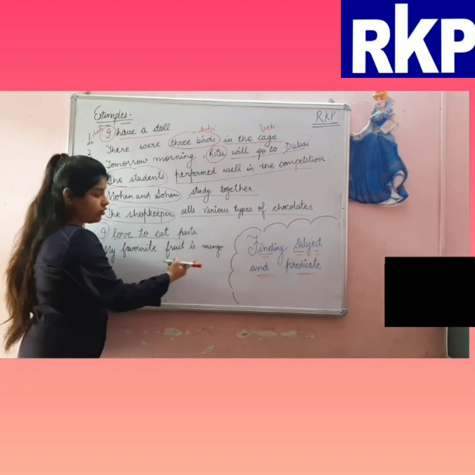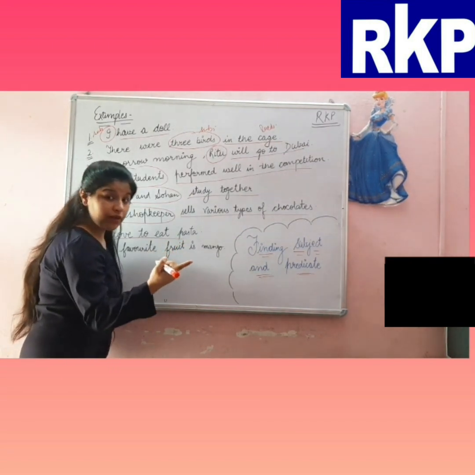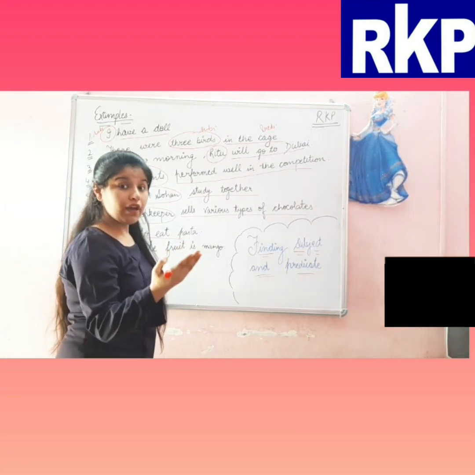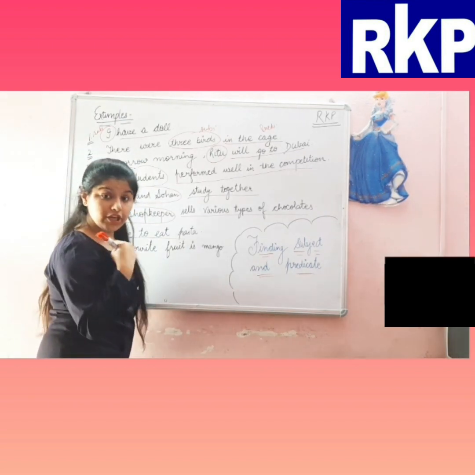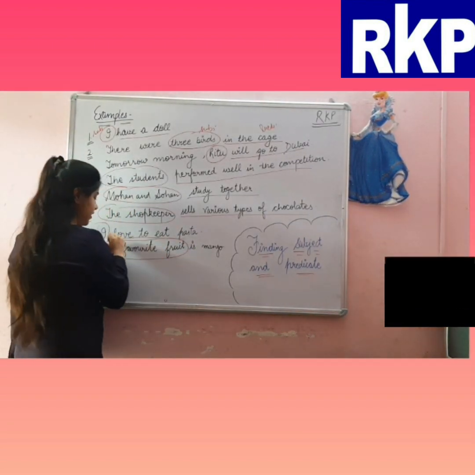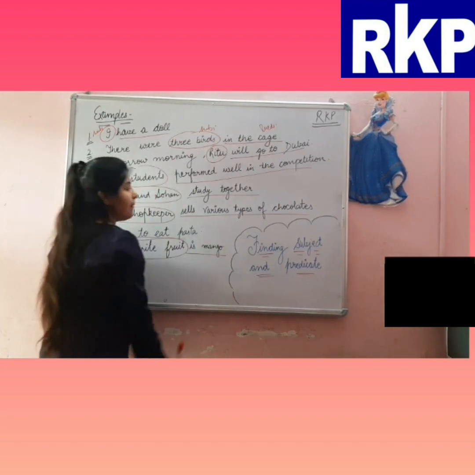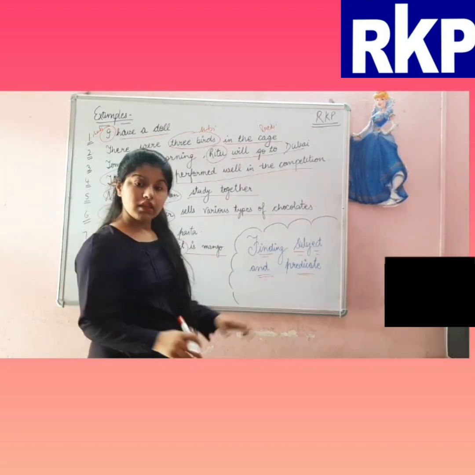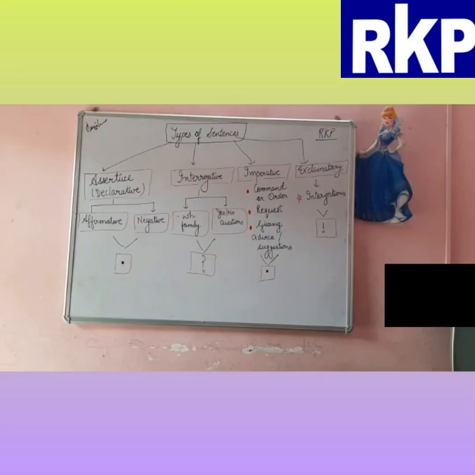My favorite fruit is mango. Now about whom we are talking here? My favorite fruit. So my favorite fruit is subject and predicate is mango. Okay. Things are clear now.